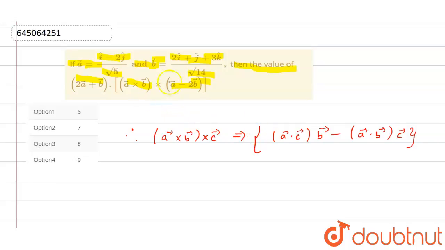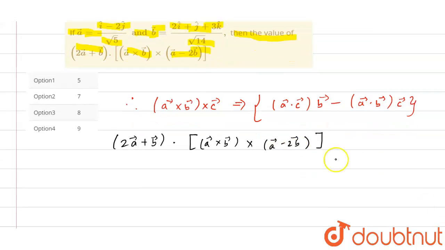So now this was the term that was given to us, that is 2a vector plus b vector, dot product with a cross b vector, cross (a vector minus 2b vector). So now, by taking this as a cross b, and cross this term, a vector minus 2b vector, as a c vector.